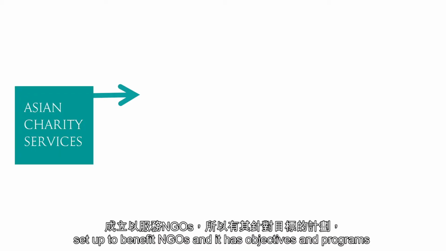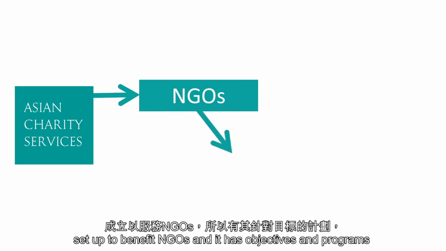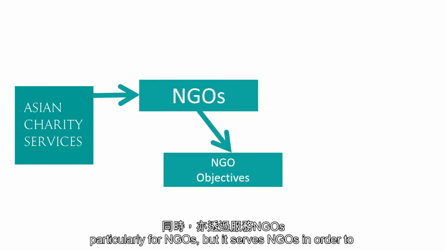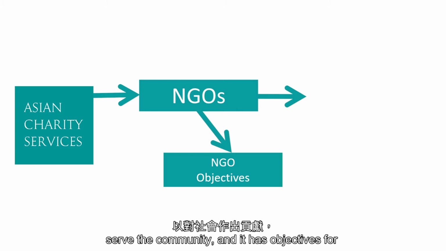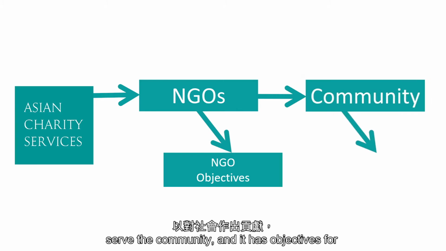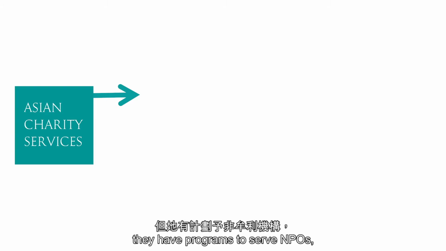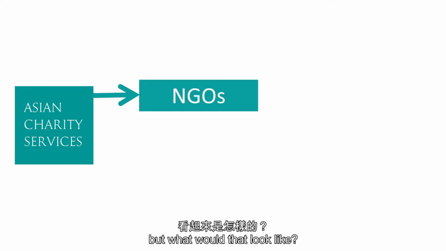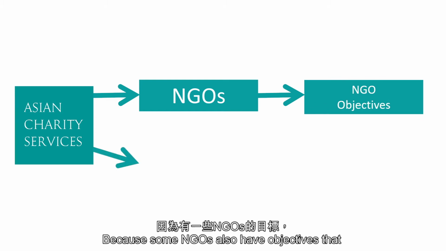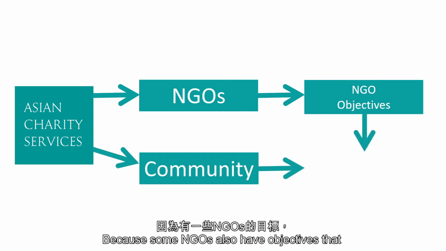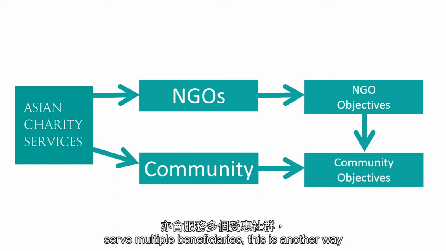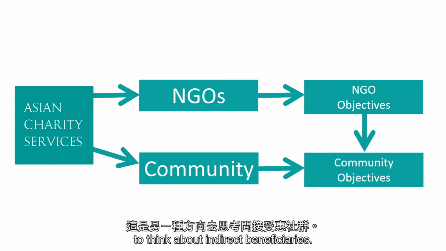An organization like Asian Charity Services is set up to benefit NGOs, and it has objectives and programs particularly for NGOs. But it serves NGOs in order to serve the community, and it has objectives for what they want to achieve in the community. Now, Asian Charity Services doesn't have programs for the community in general. They have programs to serve NPOs. But what would that look like? Because some NGOs also have objectives that serve multiple beneficiaries. This is another way to think about indirect beneficiaries.